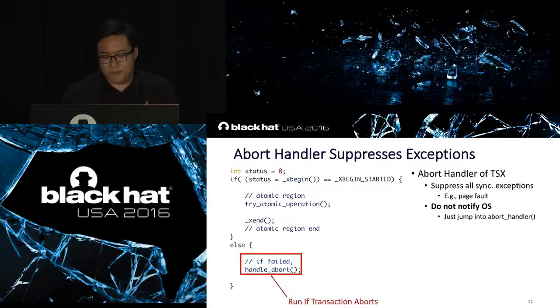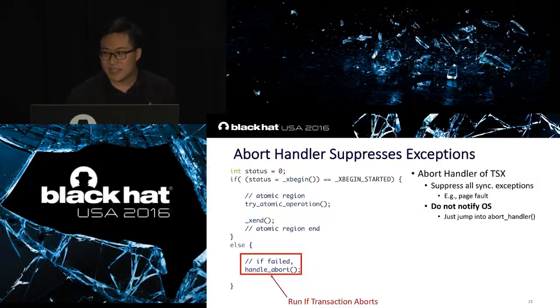And another important part of TSX abort is if an exception like page fault happens in the TSX region, the processor suppresses all the exceptions. It does not send the exception to the operating system. Instead, it directly calls the abort handler in the user level.